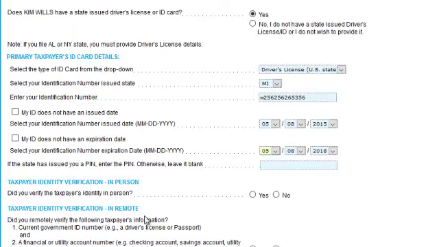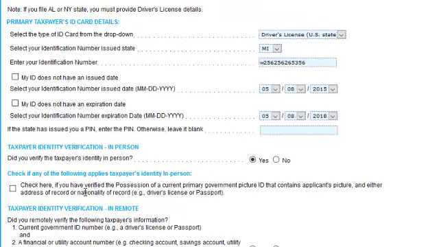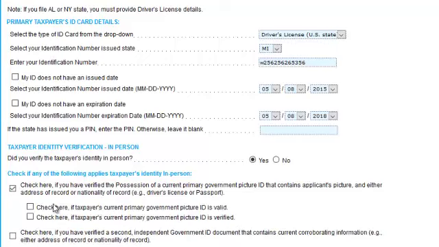Taxpayer identification, verification in person, yes. More questions. Click here if you have verified the possession of the current primary government picture ID that contains applicant's picture, and either address of record or nationality of record, driver's license or passport. Go ahead, yes. Check here if the taxpayer's current primary government picture ID is valid. Go ahead, yes. And we didn't do it twice. It's asking if the current picture ID is verified, if we did verify it.